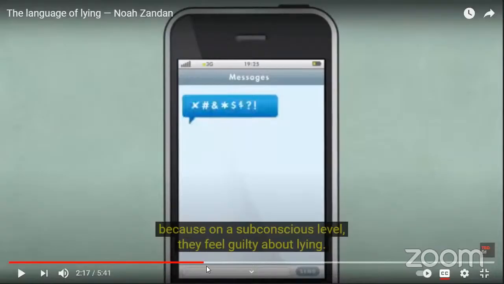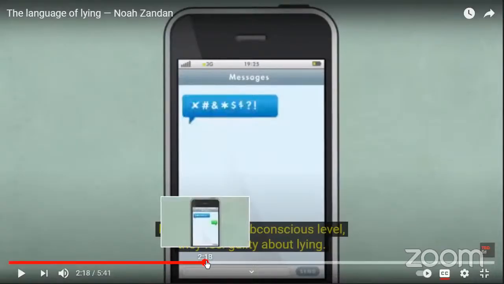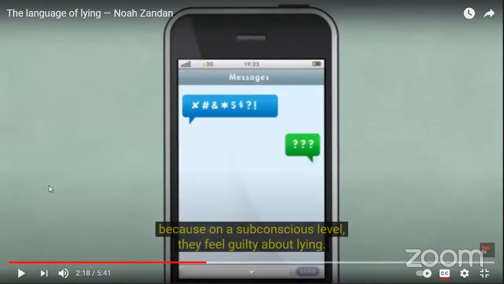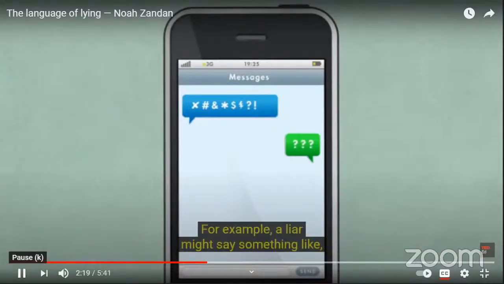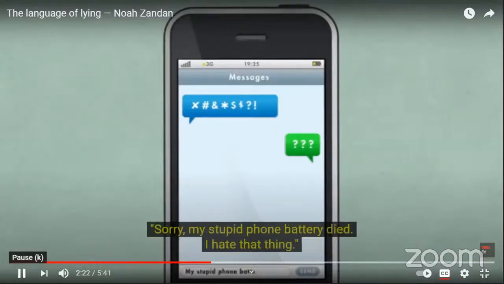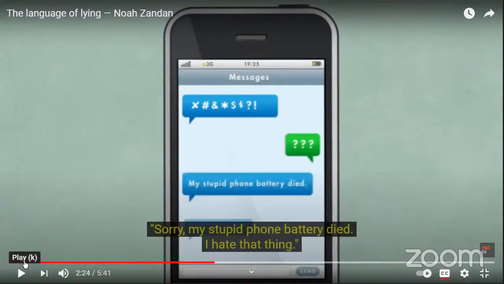¿Solamente se disculparán? Look at these examples. Mira los ejemplos. ¿Qué está haciendo esa persona que está mintiendo? Culpan otras cosas. Good. Yeah, correct. For example, a liar might say something like, "Sorry, my stupid phone battery died. I hate that thing." Right? And they are more negative, right? And they are more aggressive.